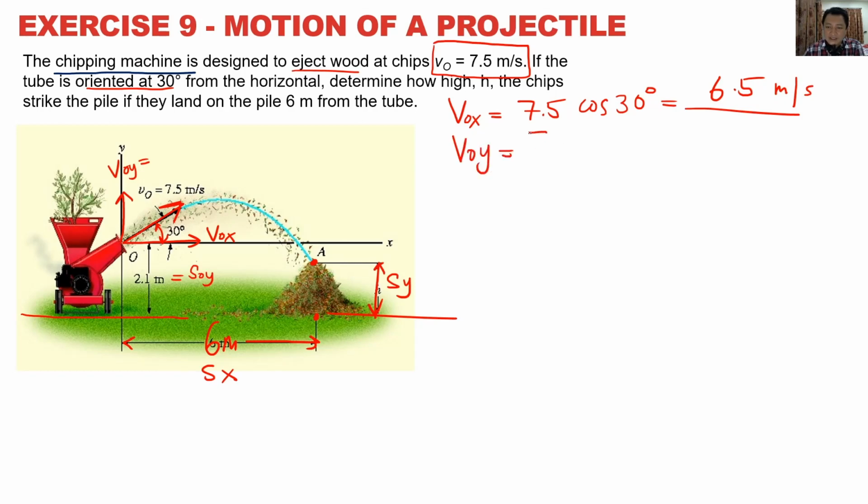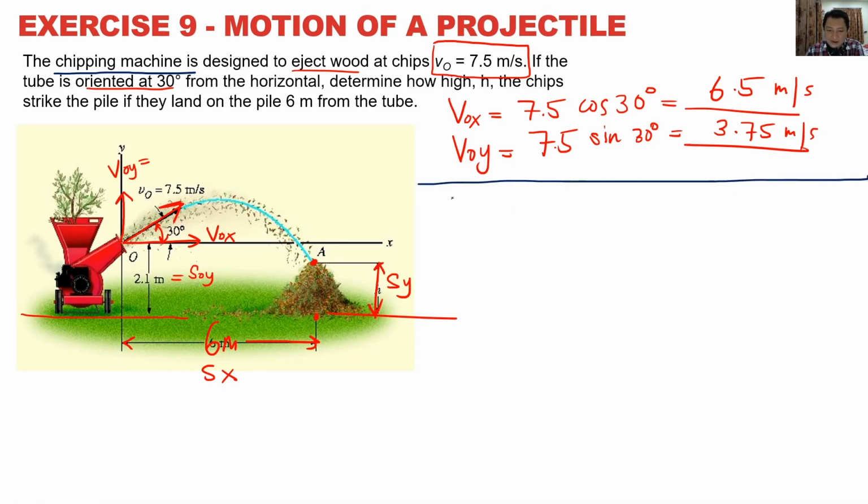V naught y is 7.5 sine 30 degrees. How much? 7.5 sine 30 is 3.75 meter per second. So these are the two important things. So what are we going to use? What are you going to do? Obviously, first settle the horizontal. For horizontal, only equation number 2 is important. Equation number 1, what? We have to write it.